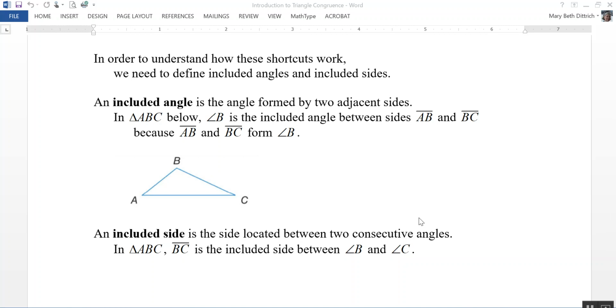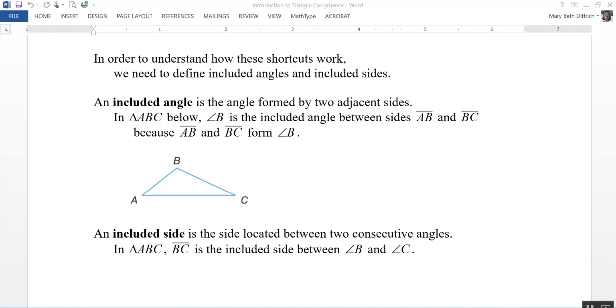An included angle is the angle formed by two adjacent sides. So here in triangle ABC, angle B is the included angle between sides AB and BC. That's because segment AB and segment BC form angle B. An included side is the side that is located between two consecutive angles. So in triangle ABC, side BC is the included side between angles B and C because that's the side of the triangle that is between those two angles.